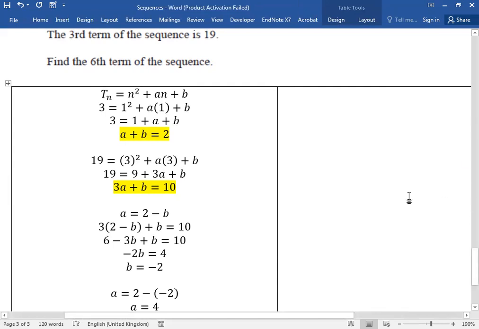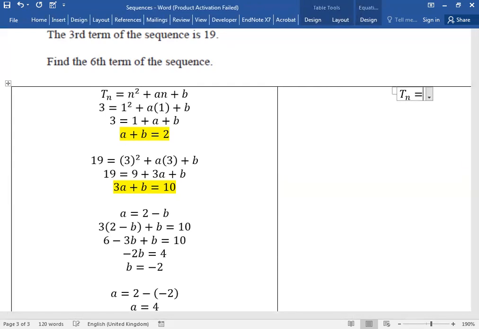Once I get a and b, it becomes n squared plus 4n minus 2. Now the question asks to find the sixth term, so plugging in 6 for n: 36 plus 24 minus 2.